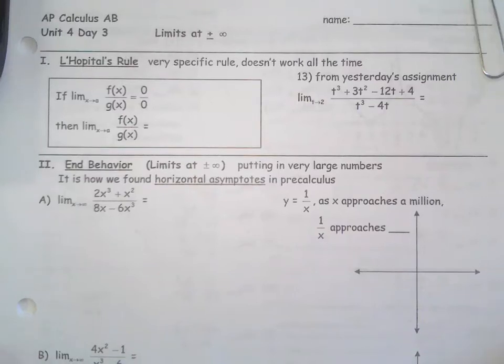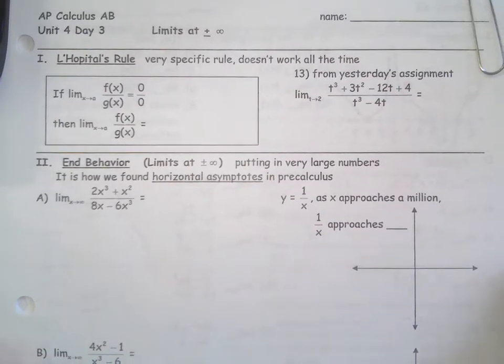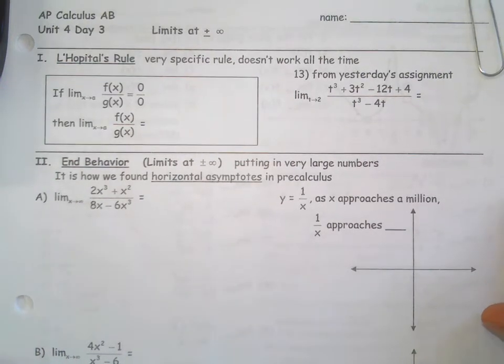Okay, AP Calculus AB, Unit 4, Day 3 lesson. We're talking more about limits. Limits as we go to infinity, positive or negative. It's something we've done a little bit of on a couple assignments, so we're going to go more in depth into it today.